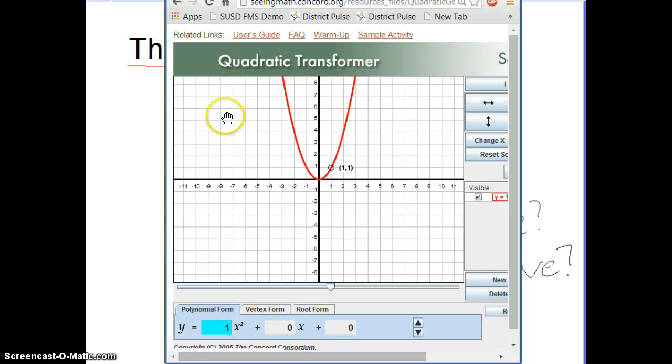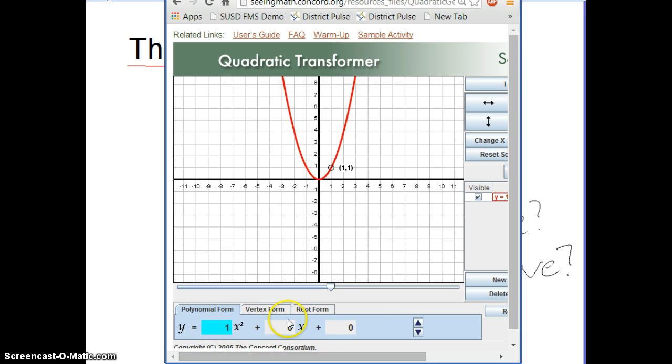All right, so I've got a graph here that's going to graph a parabola, and this parabola is the normal parabola. In other words, it's the parent function y equals 1x squared plus no x's plus nothing. So this is the simplest possible parabola. And I'm going to ask a few questions about what happens to that parabola when I change these parameters.